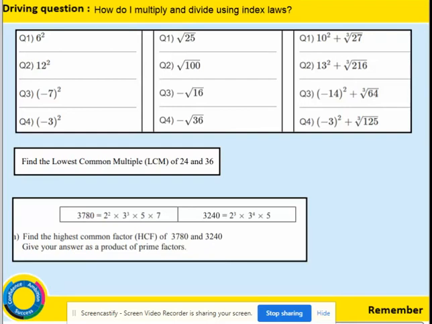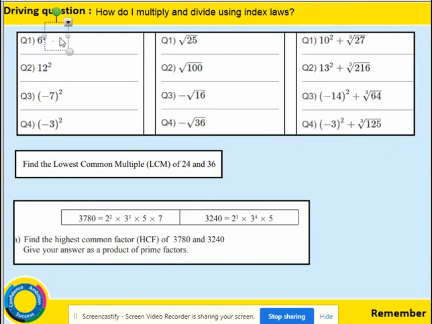Hello Year 10. Today we're going to look at how do I multiply and divide using index laws. First of all, I'd like you to have a go at the do now questions on the board. The top section recaps what we did last lesson, and the next two questions recap the previous unit on lowest common multiple and highest common factor. Pause the video, have a go, and then press play when you're ready for the solution.